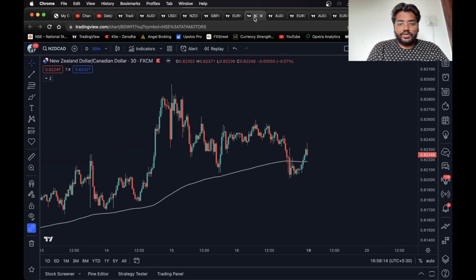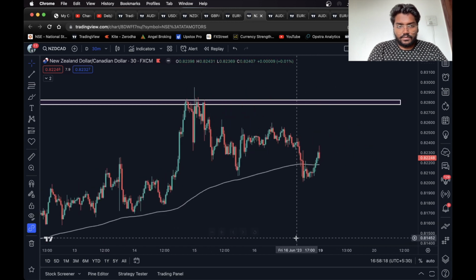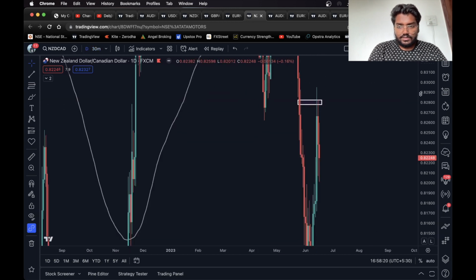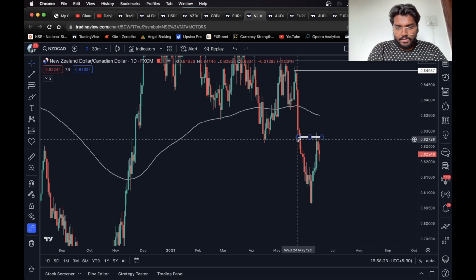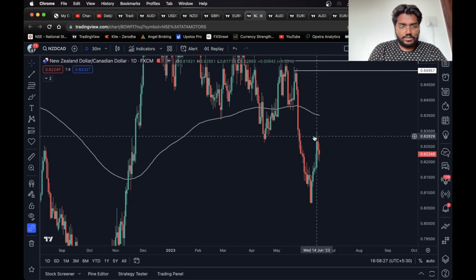Moving on to the next one, we have New Zealand dollars and CAD. Is there a level over here? We do have a level over here. Let's remove this.